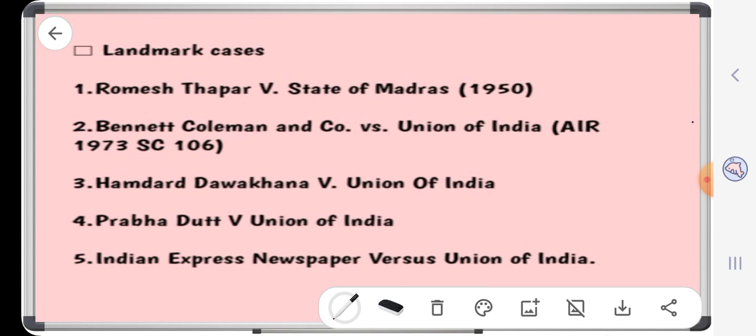Additionally, the court highlighted that using public safety as a basis, as outlined in Article 19, Clause 2, does not constitute a reasonable restriction. Therefore, the ban imposed by the state of Madras on the entry and circulation of the newspaper was deemed impermissible under Article 19, Clause 2.